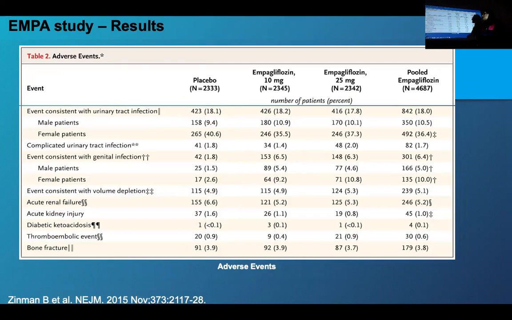This table shows the adverse effects as discussed earlier. So we're comparing placebo to the pooled empagliflozin, like both strengths used. And there were higher events of urinary tract infections, genital infections, and also increased urination or volume depletion in the study group compared to the placebo.